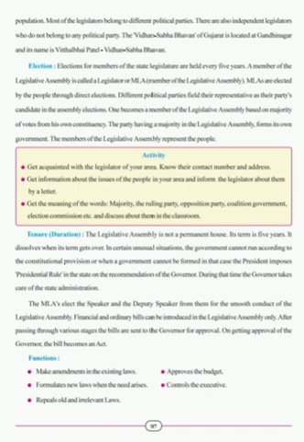The MLAs elect the Speaker and the Deputy Speaker from among them for the smooth conduct of the Legislative Assembly. Financial and ordinary bills can be introduced in the Legislative Assembly only after passing through various stages. The bills are sent to the governor for approval. On getting the approval of the governor, the bill becomes an act.